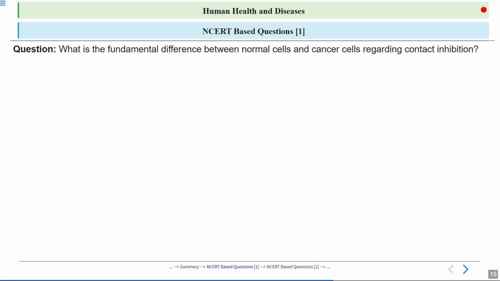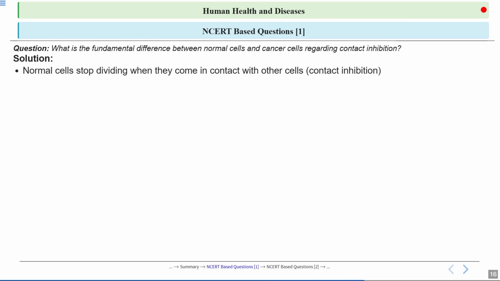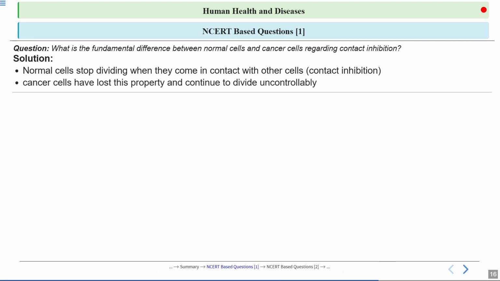The question is, what is the fundamental difference between normal cells and cancer cells regarding contact inhibition? Let's have a look at the answer. Normal cells stop dividing when they come in contact with other cells. This is known as contact inhibition. Whereas cancer cells have lost this property and continue to divide uncontrollably.